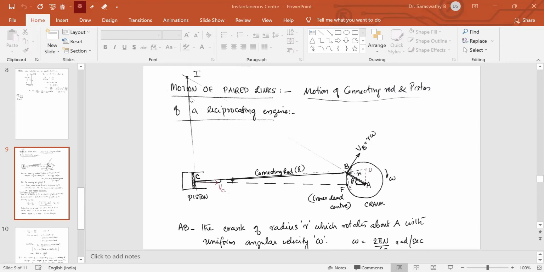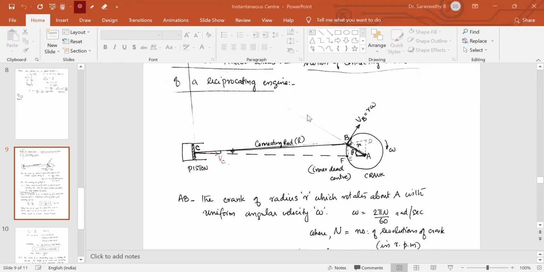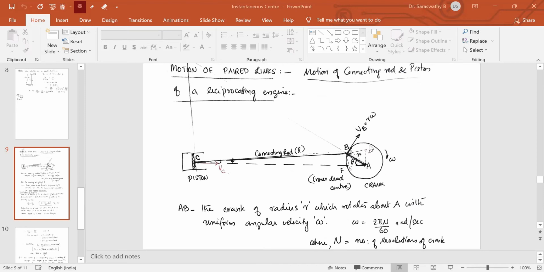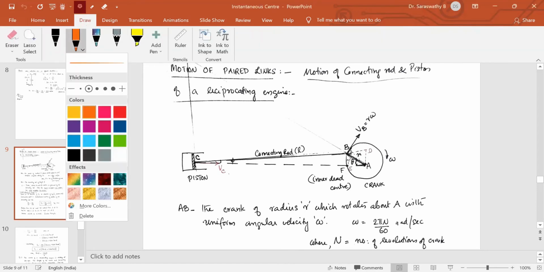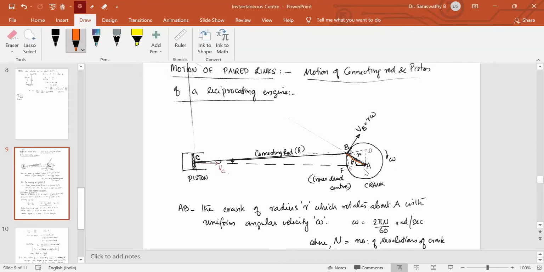Let us see. This is paired links. See, in the automobiles, you can see inside the engine there will be a crank like this. This crank will rotate. This is called the crank pin. So this AB is called the crank pin. This is the crank, and the wheel will be attached to this through an axle. The wheel will be outside in concentric circle with respect to A as center.